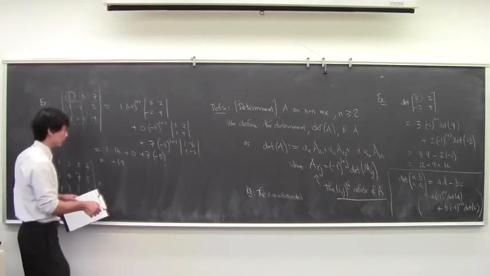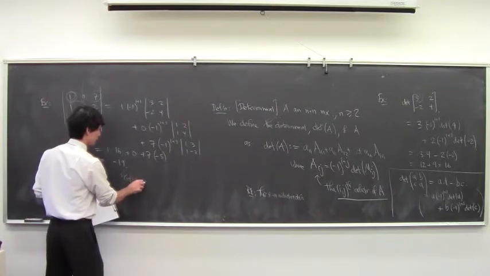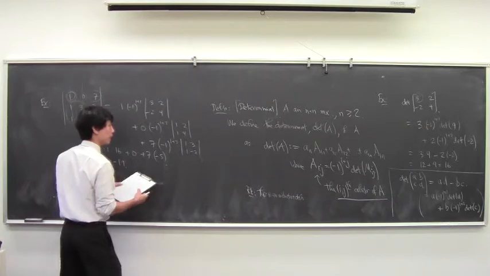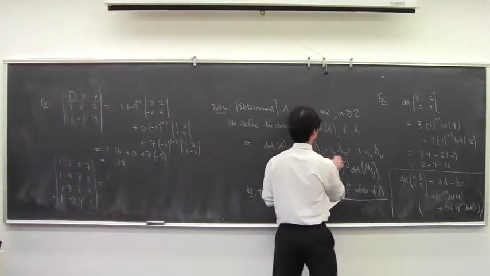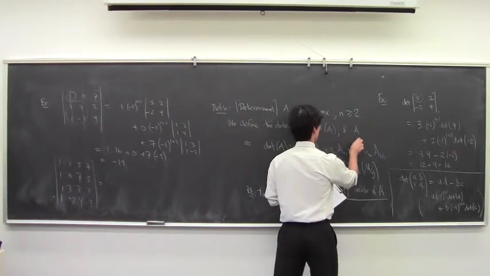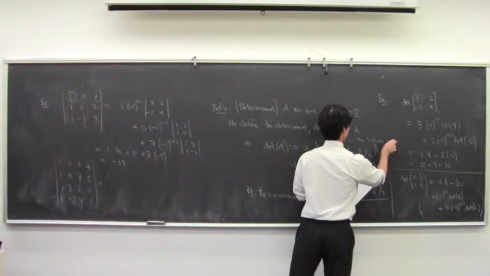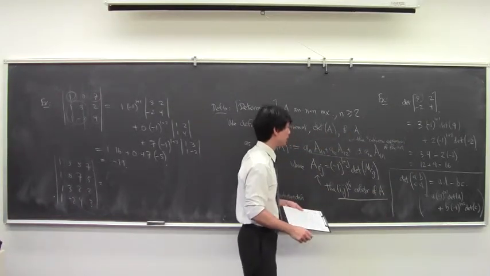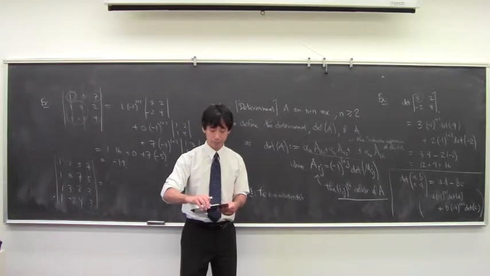So this process is called cofactor expansion. Or rather, I should say that this thing is called the cofactor expansion of the determinant. This product here is the cofactor expansion of the determinant. Also called expansion by minors. Expansion by minors.